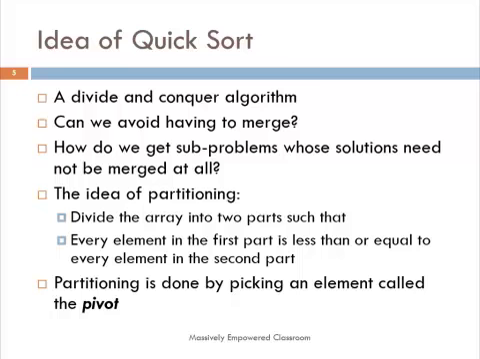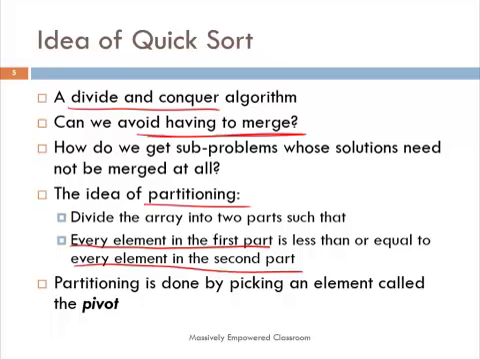The idea of QuickSort is that it's a divide and conquer algorithm. The purpose is to avoid having to merge the two sorted arrays after sorting the two subarrays obtained by dividing the problem. How do we avoid merging? The idea of partitioning accomplishes that. The way it breaks the array into two parts is such that every element in the first part is less than or equal to every element in the second part. If that is the case, I can simply leave them in place. There is no need to even concatenate because they are all in the same array now. And that is accomplished by the particular element chosen, which is called the pivot.